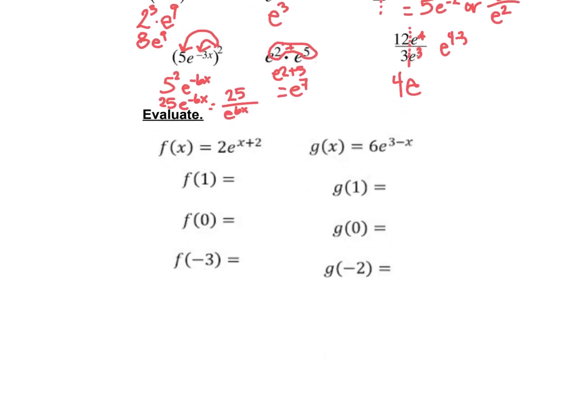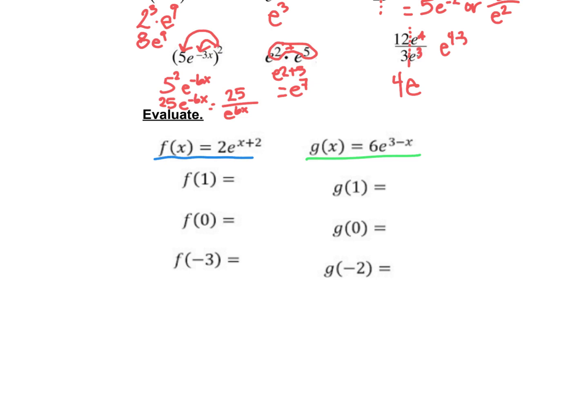This next bit we're going to evaluate, which means we're going to get an answer for each situation. I'm going to change colors here. I'm going to do my f of x in blue, my f functions here, and g of x, maybe I'll do those in green. Okay. So the f of x function is 2 times e to the x plus 2 power.